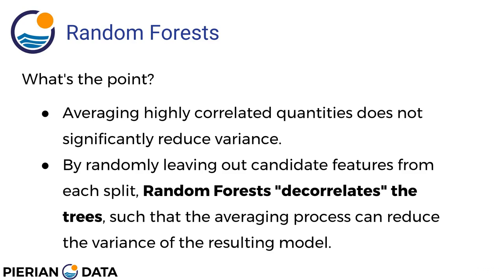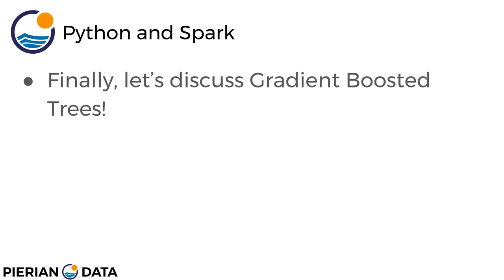So what we end up doing is by randomly leaving out candidate features from each split, random forests decorrelate the trees, such that the averaging process can reduce the variance of the resulting model.